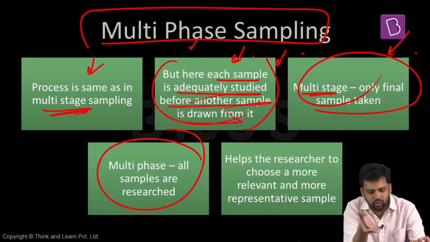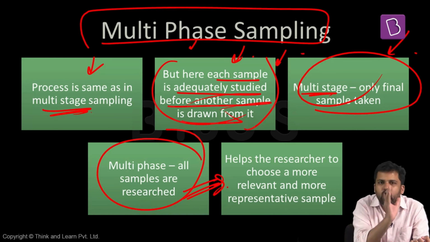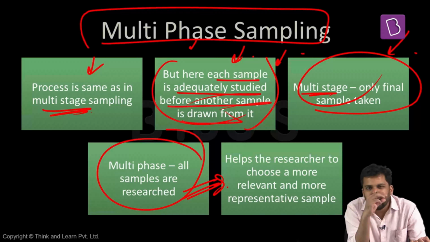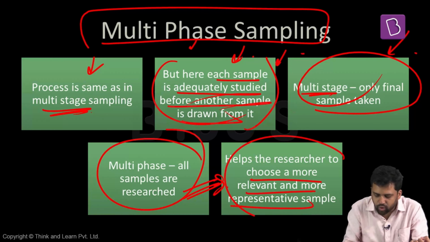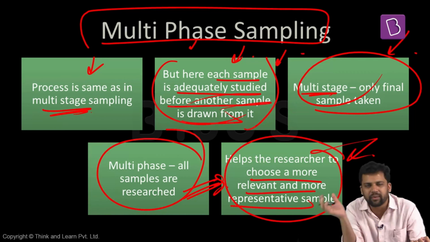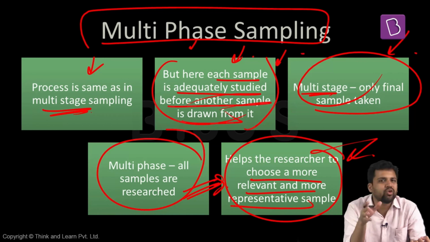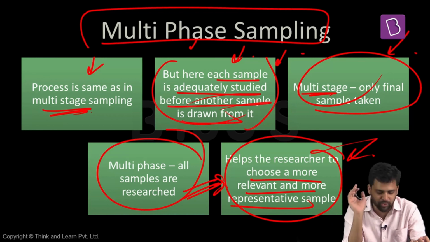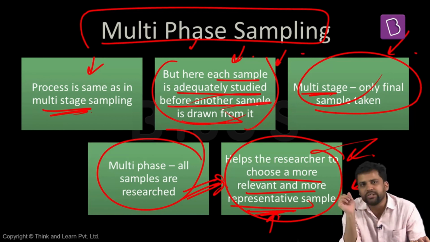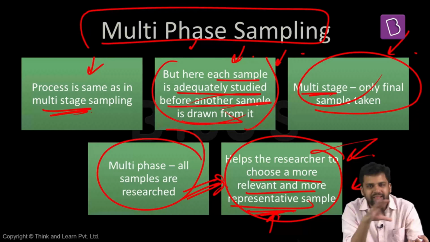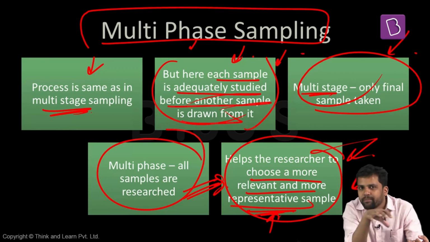Now, what is the advantage of going for a multi-phase sampling method? Since you are studying the samples at all the phases, it helps the researcher choose a more relevant and more representative sample. That is the reason multi-phase sampling is carried out. But yes, it will be more time consuming and more expensive. More effort is required in this process, but it might be more representative as a sample. That is the advantage here. So this is about the multi-phase sampling method, and with this, we come to an end of all the probability sampling methods.